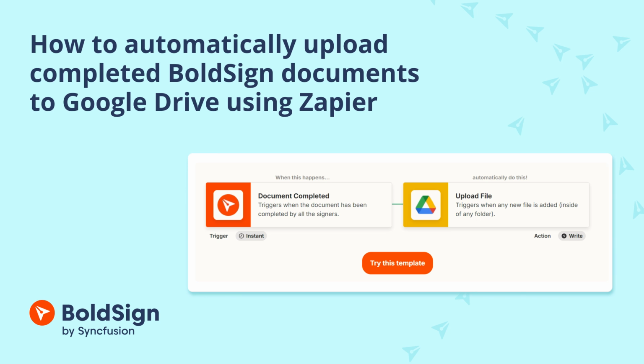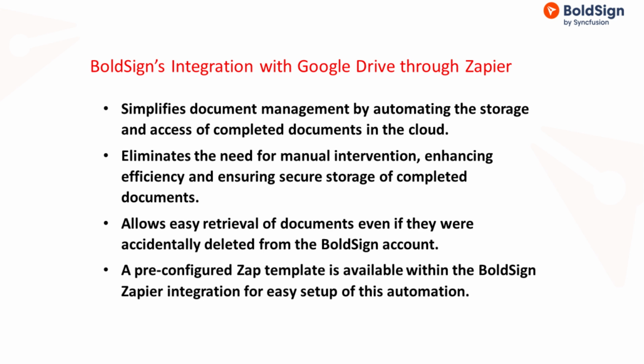This video will show you how to automatically upload completed BoldSign documents from BoldSign to Google Drive through Zapier. BoldSign's integration with Google Drive through Zapier simplifies document management by automating the process of storing and accessing completed documents in the cloud. This integration removes the need for manual intervention, making document handling more efficient and ensuring that completed documents are securely saved. It also provides easy retrieval of documents, even if they are accidentally deleted from the BoldSign account. For added convenience, a pre-configured Zap template is available within the BoldSign Zapier integration to set up this automation smoothly.